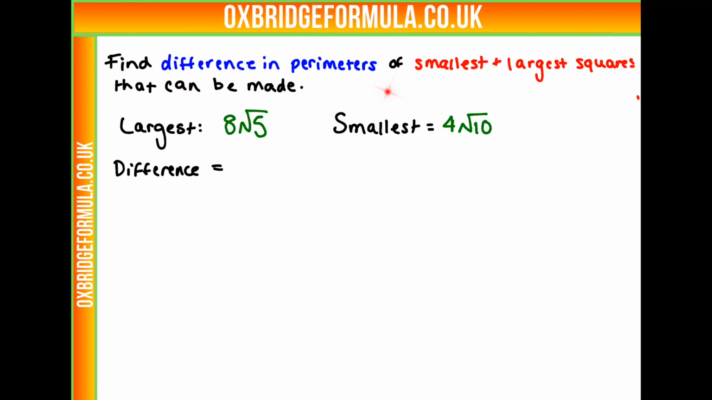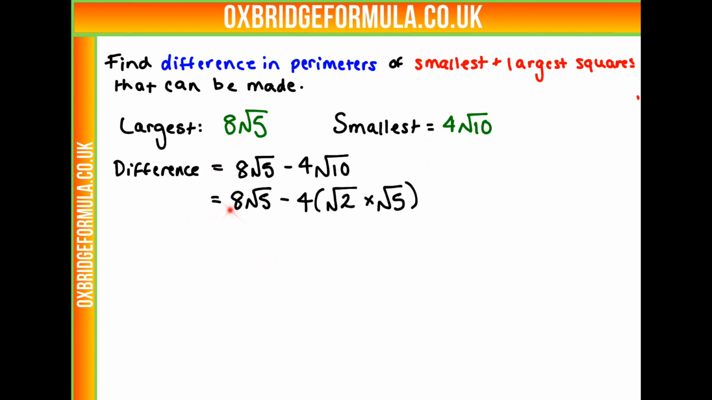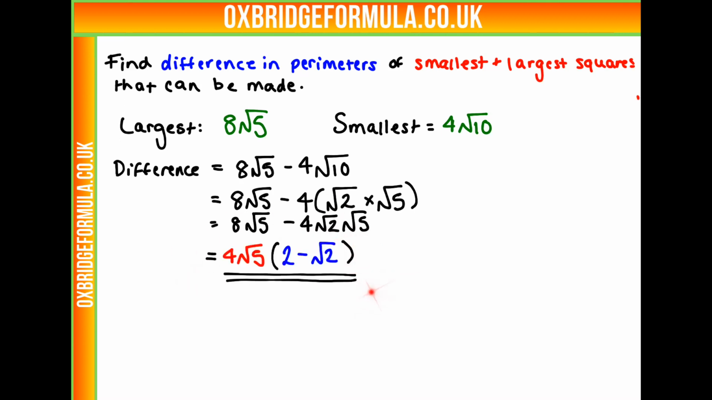So we have to find the difference in our perimeters. We know the largest is 8 root 5, and the smallest is 4 root 10. For our difference, we just have to take them away from each other. We can simplify this by splitting root 10 into root 2 times root 5, to give us 8 root 5 minus 4 root 2 times root 5, and our final answer being 4 root 5 brackets 2 minus root 2. That is our final answer, and so our answer is D.